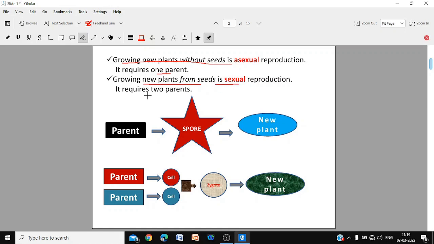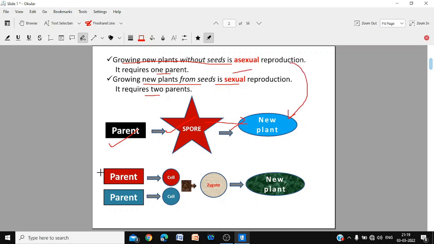It requires two parents. So when it requires one parent and we do not grow the plant from seed, that would be asexual. When we need two parents and we are growing the plants from seed, it would be sexual reproduction. Here is a single parent, one parent, giving rise to a spore which grows into a new plant. This would be asexual reproduction.